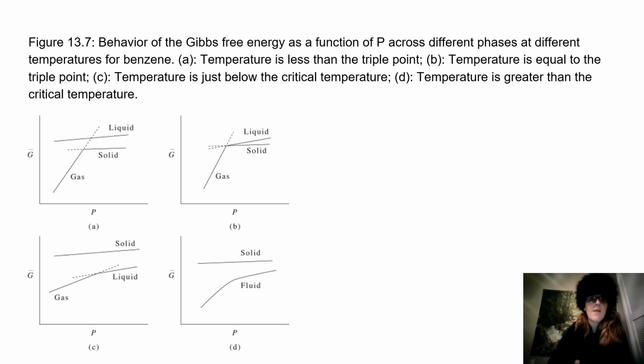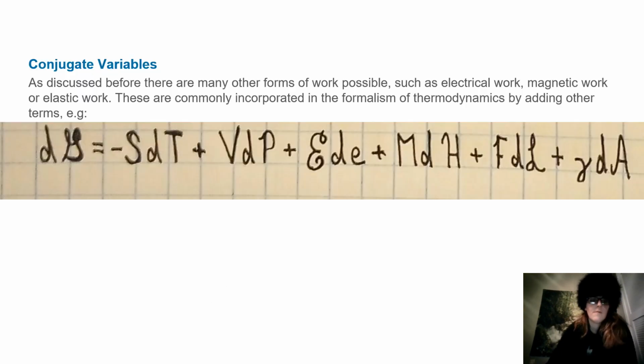Figure 13.7. Behavior of the Gibbs free energy as a function of pressure across different phases at different temperatures for benzene. A. Temperature is less than the triple point. B. Temperature is equal to the triple point. C. Temperature is just below the critical temperature. And D. Temperature is greater than the critical temperature.